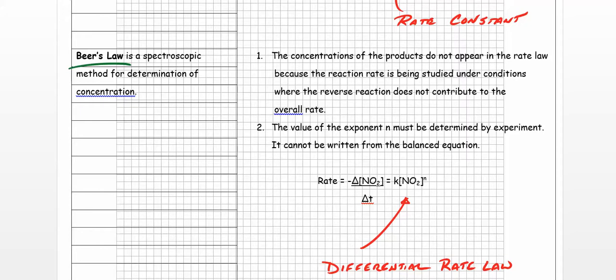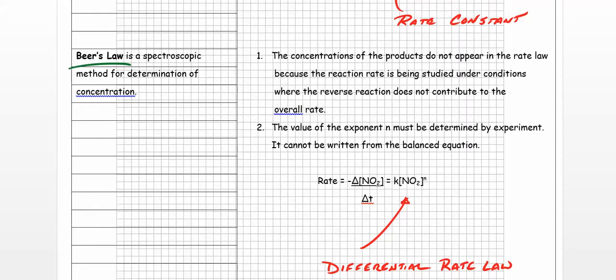But our eyes can't see exactly what that color change is. So we use instruments called spectroscopic methods to help us determine what the color changes are, and then to convert those to concentrations for us. So we'll talk a lot more about Beer's law as time goes on and we do our laboratory. So number one says the concentration of the products does not appear in the rate law because the reaction rate is being studied under conditions where the reverse reaction does not contribute to the overall rate.